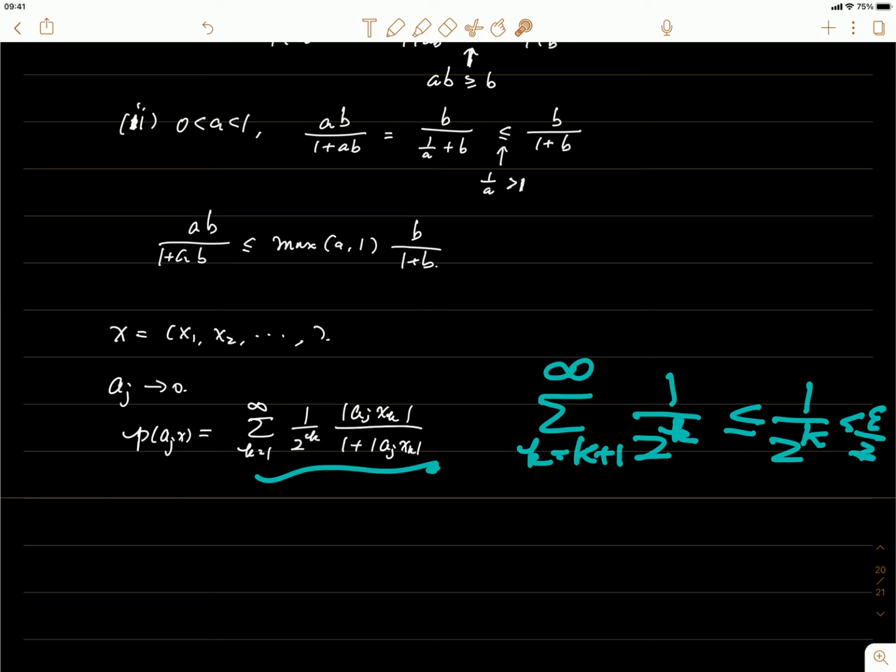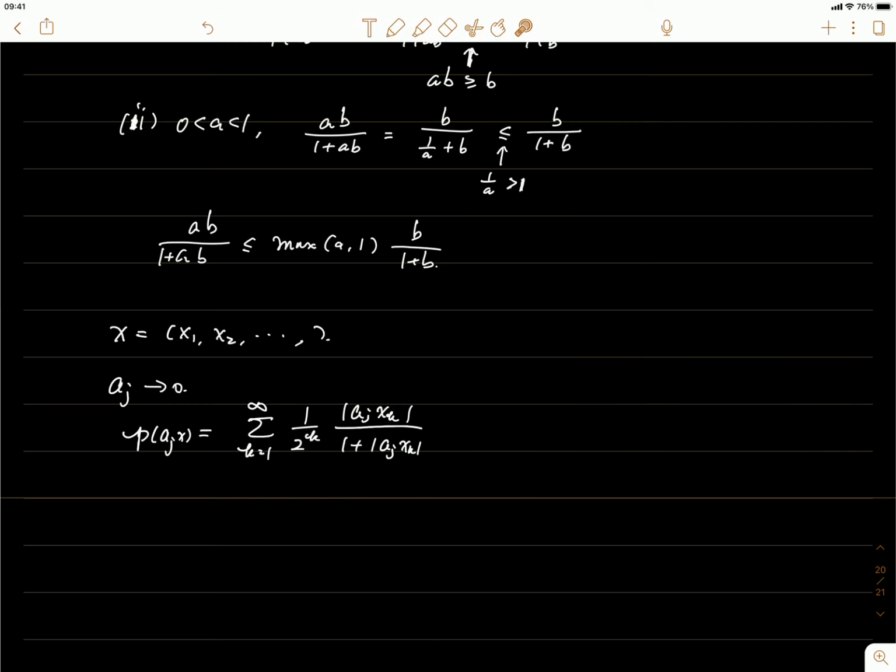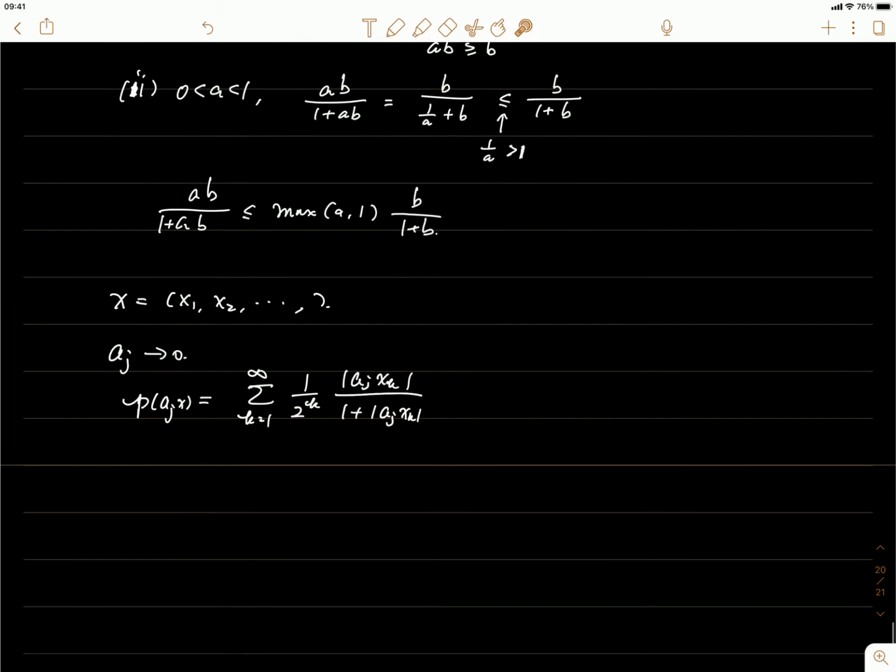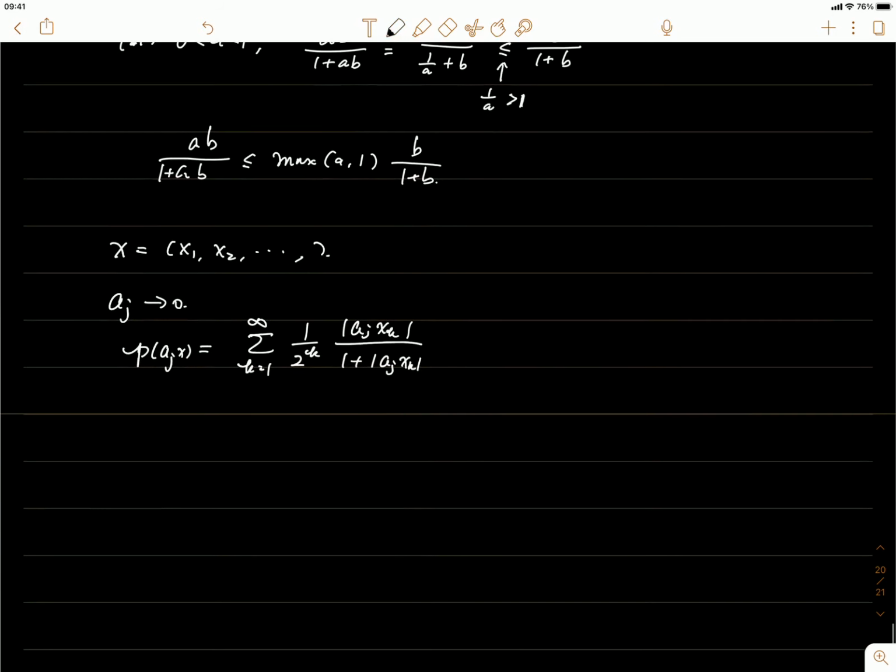And then for the first capital K terms, I need to use the property that aj goes to 0 as j goes to infinity. I want to show that this is also small for large j. Okay, so that's the trick. So if I write this formally, that means for any epsilon greater than 0, I know there exists some K which is dependent on epsilon only, such that 1 over 2 to the capital K is less than half epsilon. So I want half epsilon, eventually I'll get epsilon as my bound.